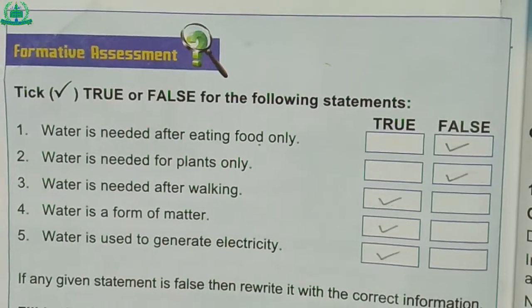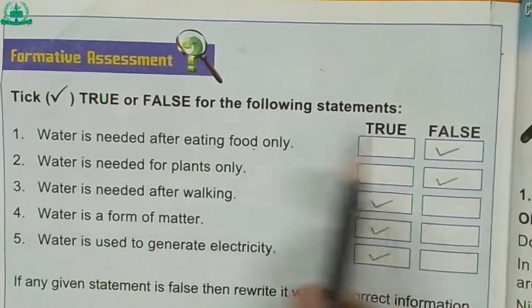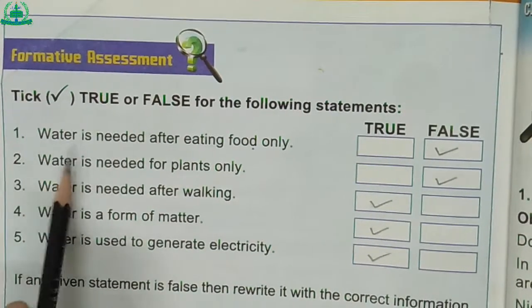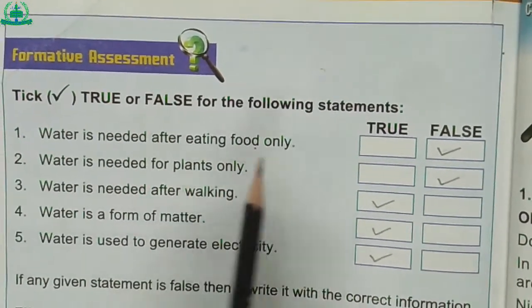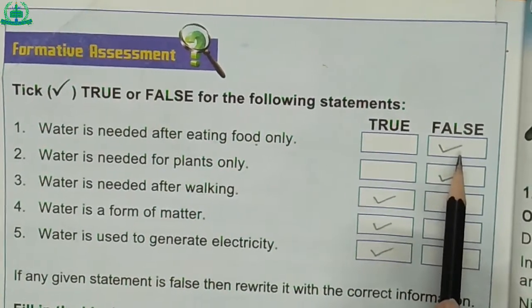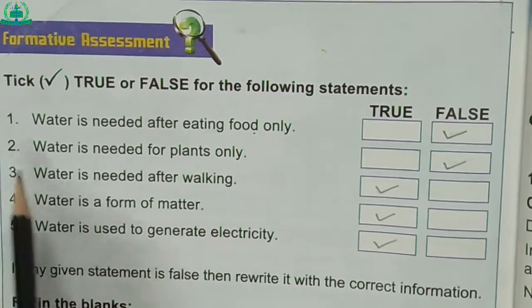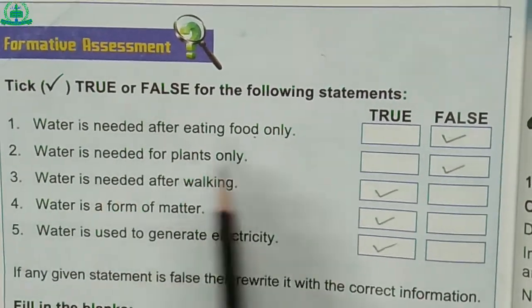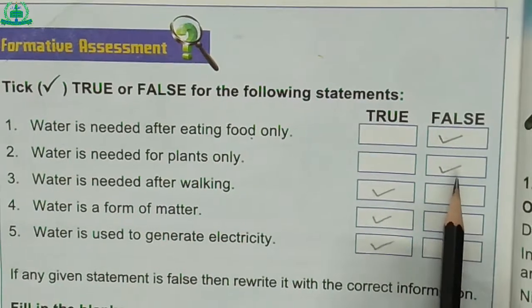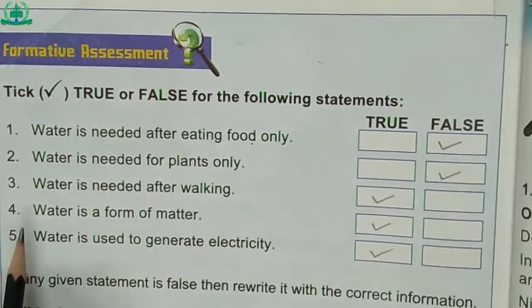Open page number 90. Tick true or false for the following statements. Number 1. Water is needed after eating food only. This statement is false because water is necessity for life. Number 2. Water is needed for plants only. This statement is false because water is needed for all living things.